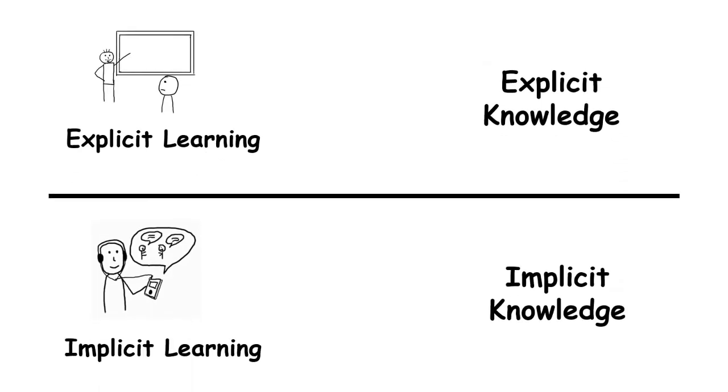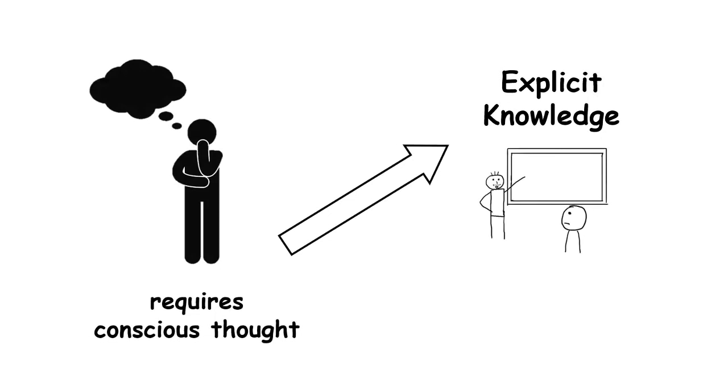Just like there are two types of learning, there are also two types of knowledge, explicit knowledge and implicit knowledge. Explicit learning results in explicit knowledge, whereas implicit learning results in implicit knowledge. And there's a very big difference between these two knowledges. Accessing explicit knowledge requires conscious thought. You have to think about the knowledge in order to use it.